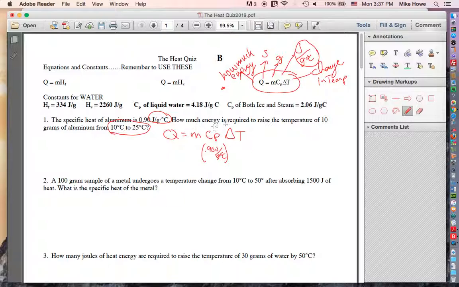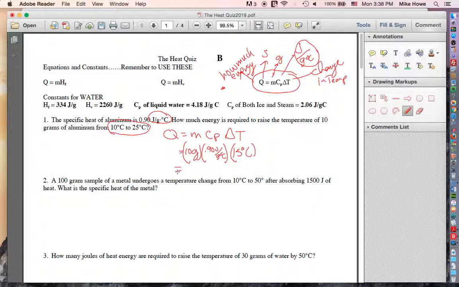All right, so how much energy means how many joules, we're looking for Q, is required to raise the temperature of 10 grams. So 10 grams, well, that'd be mass, wouldn't it? Yes. And then from 10 degrees to 25 degrees, so how far is it from 10 to 25? 15. It'd be a 15-degree change.